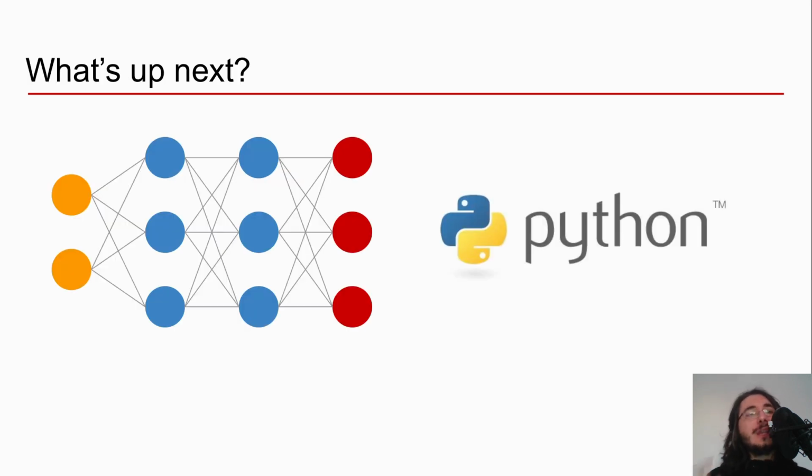Cool. So this was it for this video. And you may be wondering, so what's up next? Well, we've done the theory behind multilayer perceptrons and neural networks. So now we're going to have the fun part, which is coding a multilayer perceptron from scratch, only using Python.